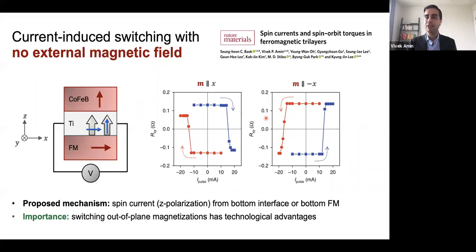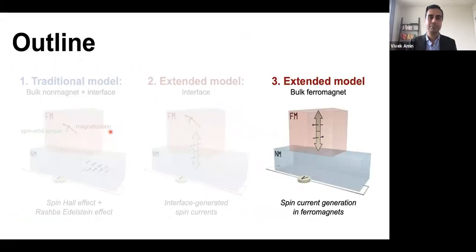The orientation of the polarization of the switching depends on the direction of the bottom ferromagnetic layer. So once again, this is evidence that there is some non-local control of the top ferromagnetic layer from the bottom ferromagnetic layer via spin current with this type of orientation. And here the importance is that switching ferromagnetic layers with out-of-plane magnetizations has certain technological advantages in terms of the potential efficiency for switching, and also potentially coupling different ferromagnetic layers together, for instance, for applications to neuromorphic computing.